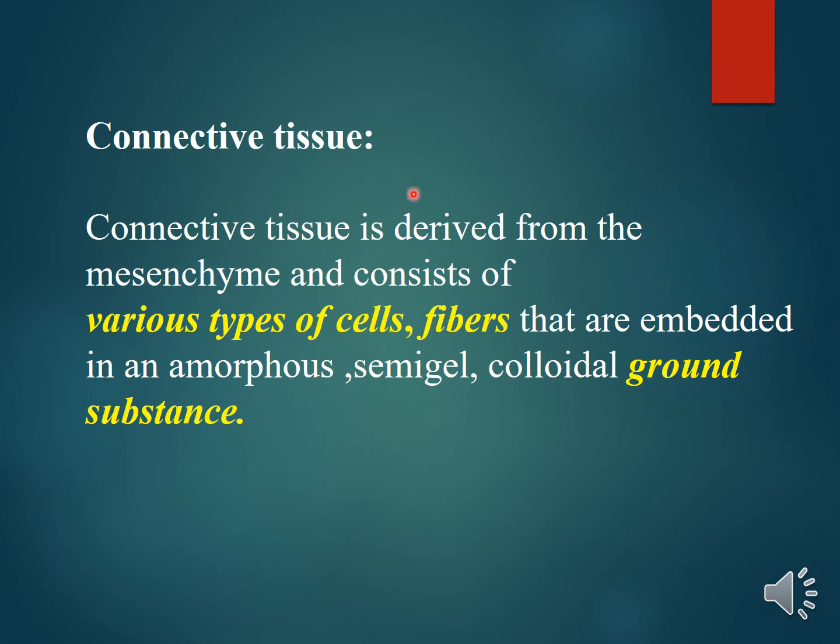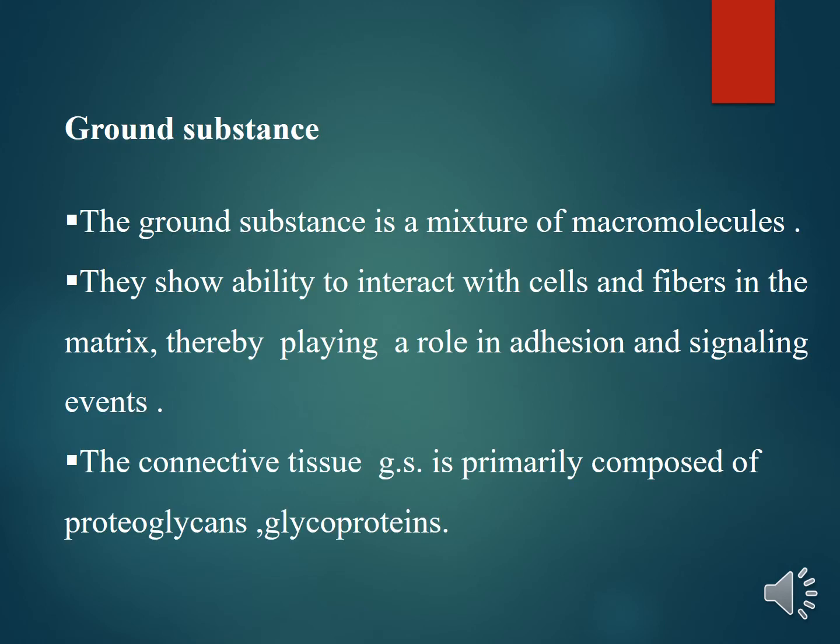Firstly, the connective tissue, what does it mean? It is derived from the mesenchyme and consists of various types of cells and fibers that are embedded in amorphous semigel colloidal material, which is the ground substance. Now, the ground substance is a mixture of macromolecules. They show ability to interact with cells and fibers in the matrix, thereby playing an important role in adhesion and signaling events.